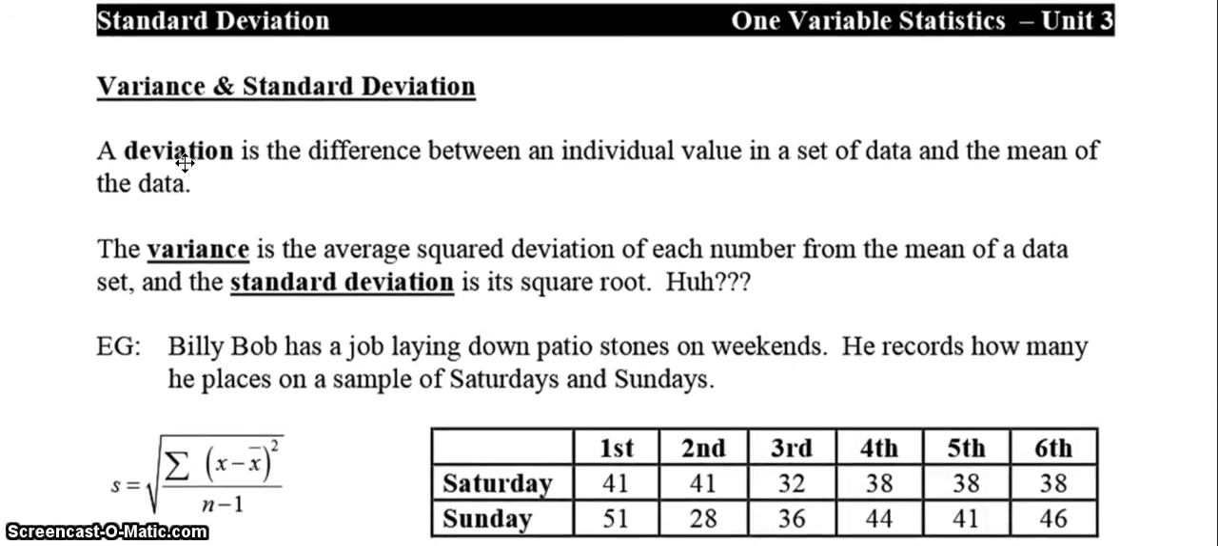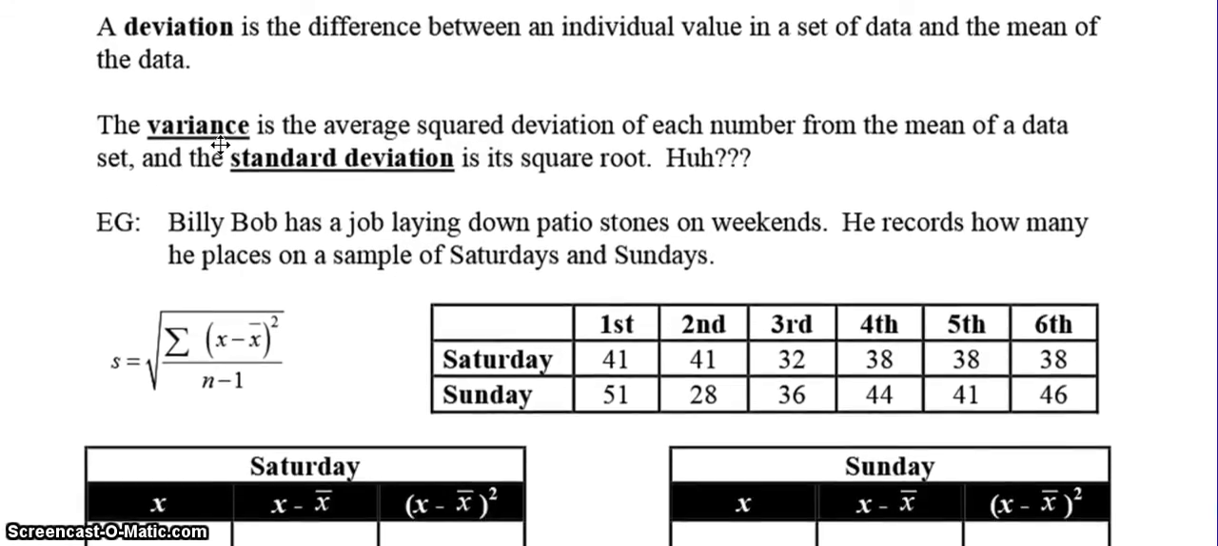So a deviation is the difference between an individual value in a set of data and the mean of the data. So if your data was equal to 5 and the mean was 7, then your deviation would be 2.